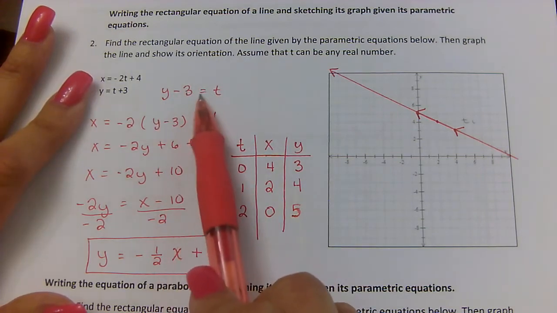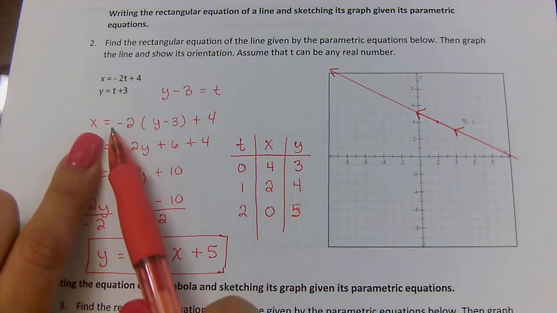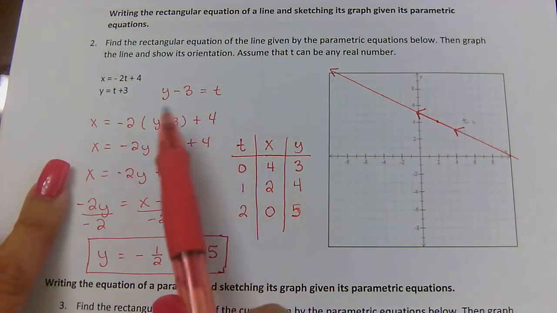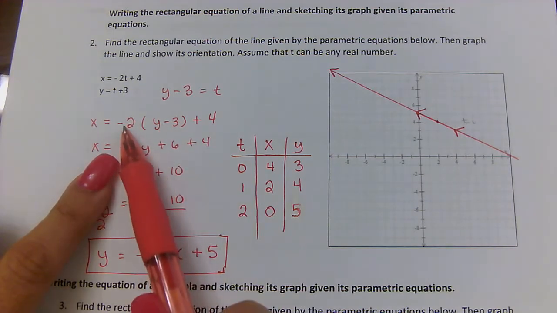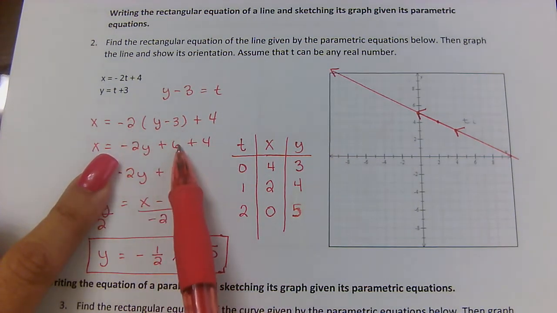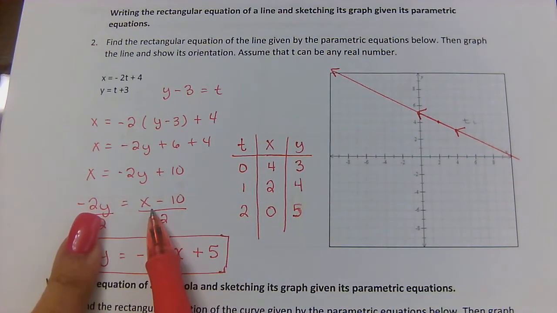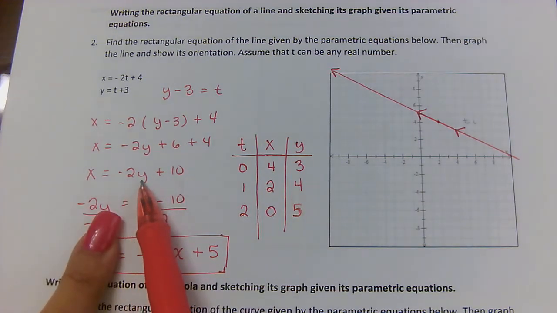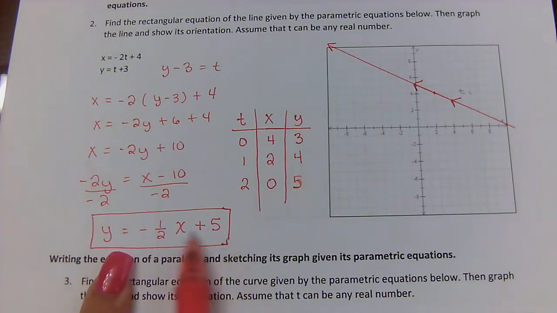Then I substitute what t is equal to into my first equation. So here I have x is equal to -2t, and then I wrote what t is equal to, plus 4. Distribute the -2, I get x is equal to -2y, negative times negative is positive, 2 times 3 is 6, plus 4. Simplify. 6 plus 4 is 10. Solve for y. So I'm going to subtract 10 from both sides. So I get -2y is equal to x minus 10. And then I need to divide by the -2 here. That gets me this equation here.